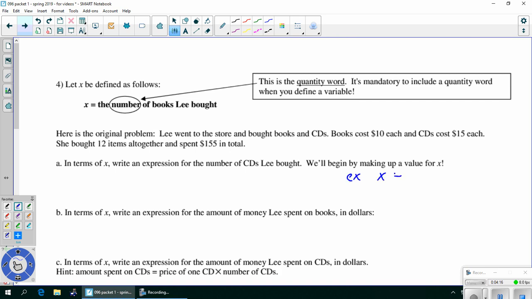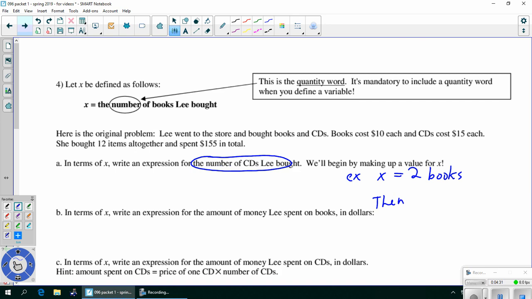Suppose that, for example, I say x equals 2. 2 what? 2 books, because that's what x represents, the number of books. If Lee bought 2 books, can we then answer this question? How many CDs did Lee buy?